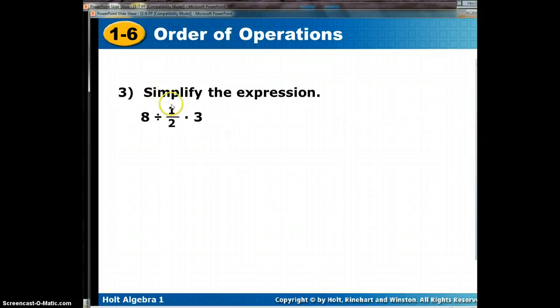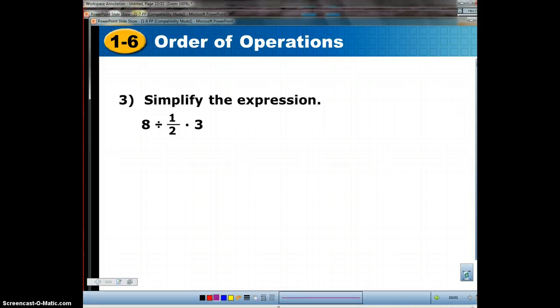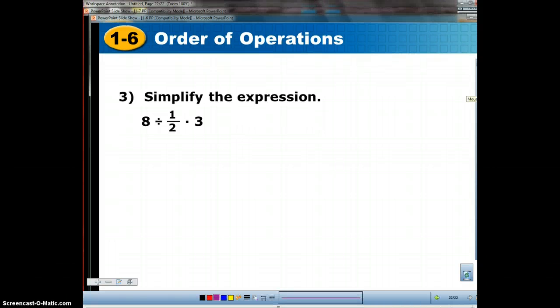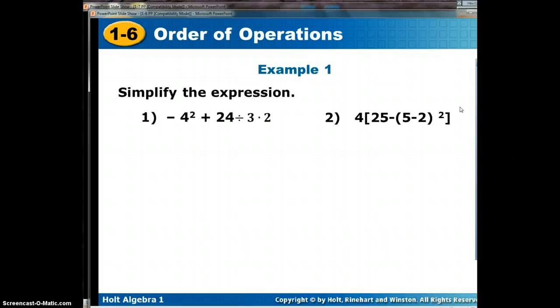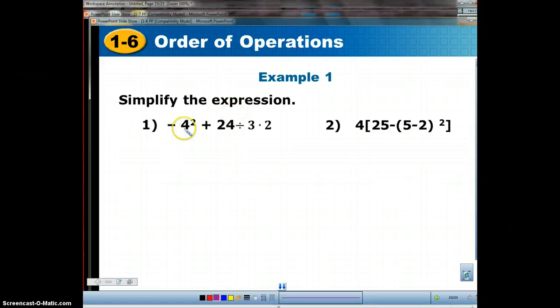Sorry about that. This one we should have, we don't have any grouping symbols. We have an exponent here. So the first thing we have to do is square 4. 4 squared is 16. That negative is not part of the exponent. So I have negative 16 plus 24 divided by 3 times 2.